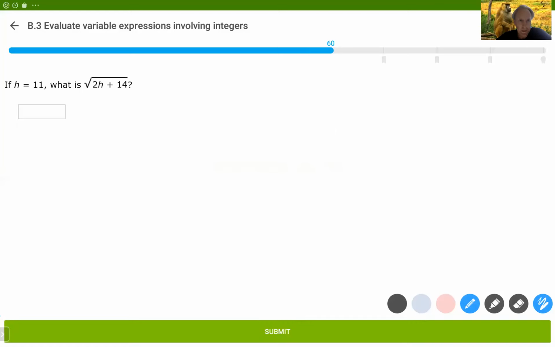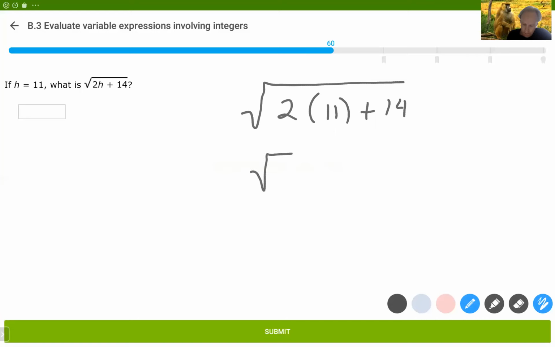Don't use your calculator unless you need it. We want to find the square root of 2 times 11 plus 14. Notice I substituted the 11 instead of the h. The square root behaves like a parenthesis, so you have to do what's inside first. You have to multiply 22 plus the 14, which is the square root of 36, which happens to be 6.